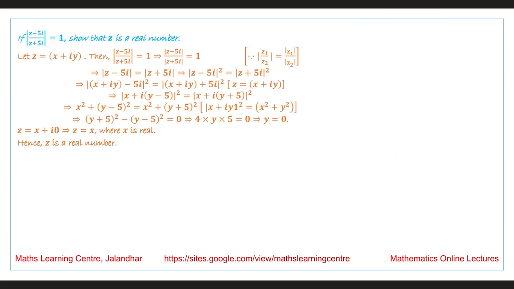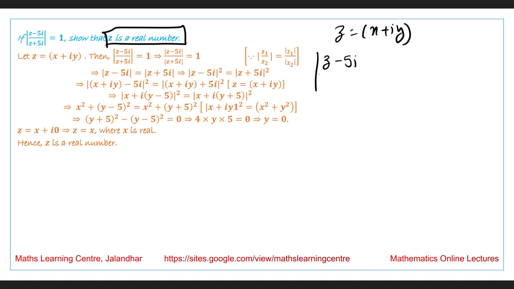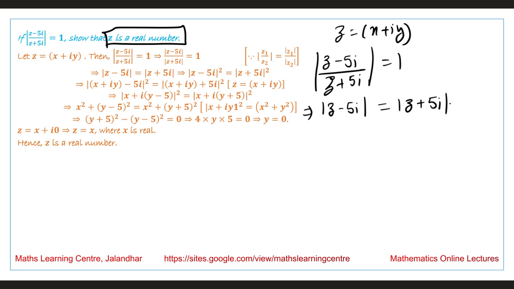Next is, if mod of this number (z minus 5 iota) over (z plus 5 iota) is 1, we have to show that z is a real number. So suppose we say z is equal to x plus iota y. Then the value of mod of (z minus 5 iota) over (z plus 5 iota) is equal to 1. This implies that mod of z minus 5 iota is equal to mod of z plus 5 iota. We have already studied this property, that the mod can be separated for both these terms.